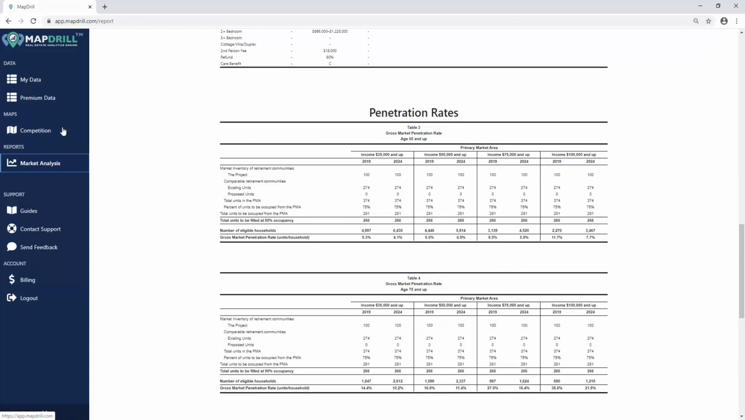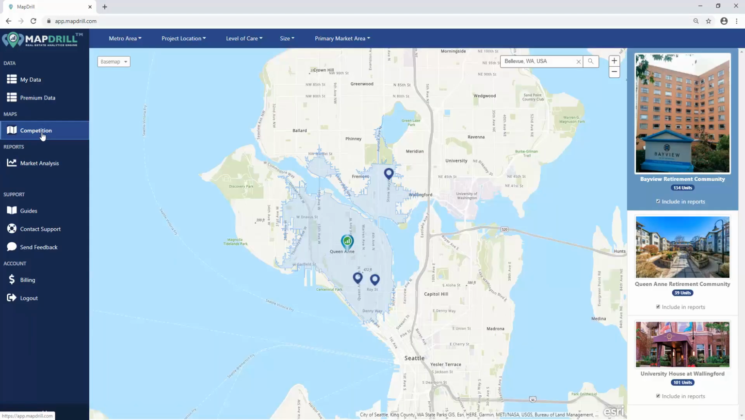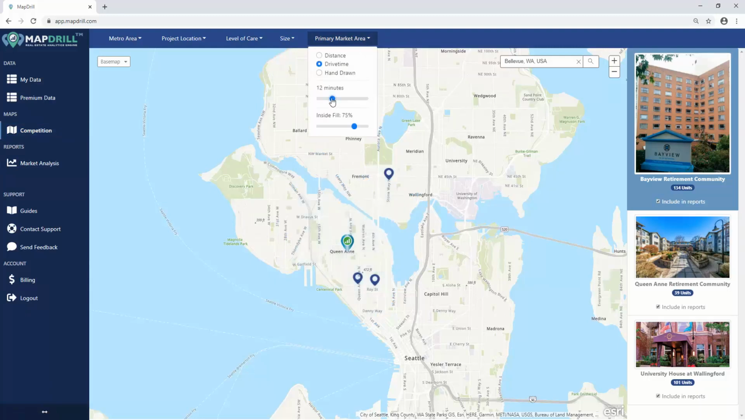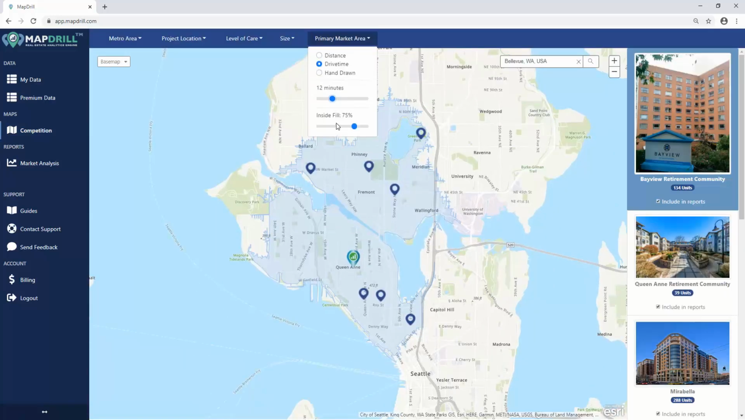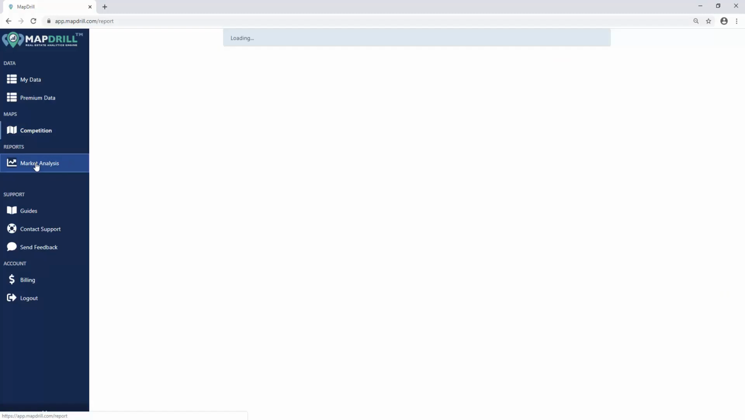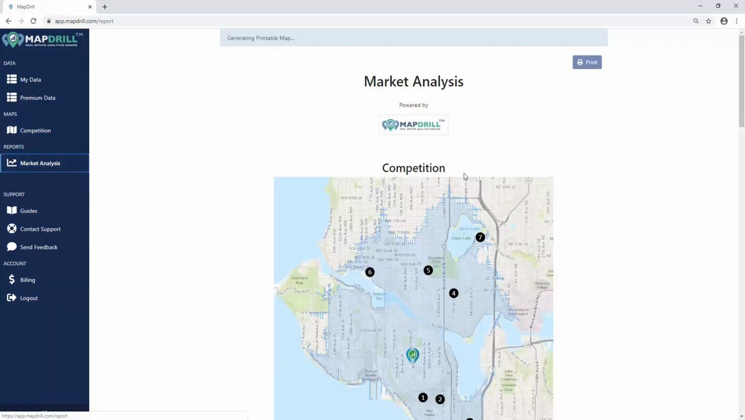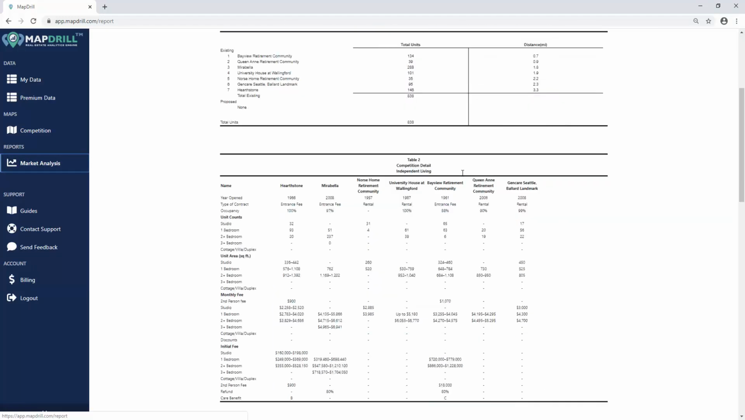And we're like, oh, that's too high. We want to get it a little lower. Let's go out and let's say that our market area we're really going to pull from further away, 12 minutes, and then you can rerun the report. Obviously, you saw when it went further out, it pulled in more competition as well.